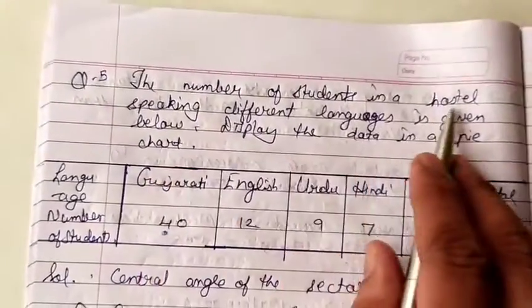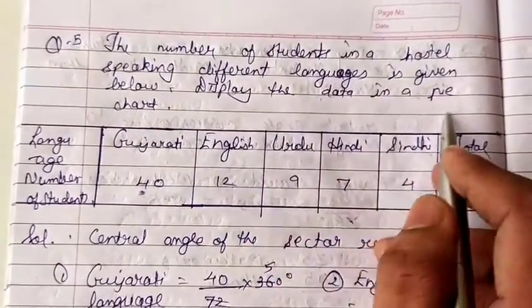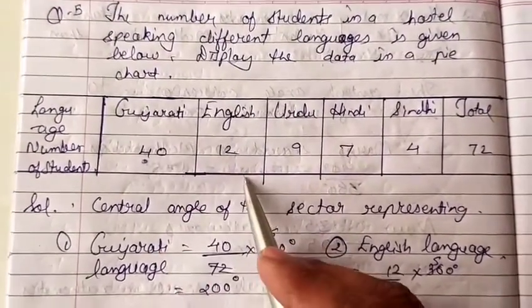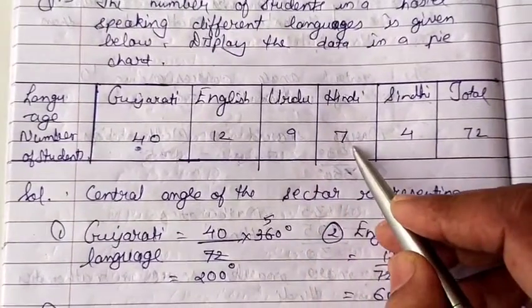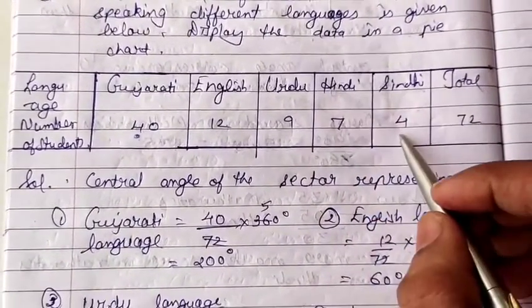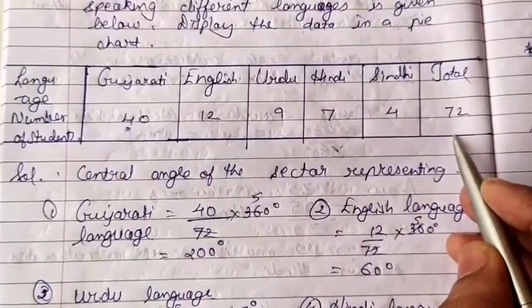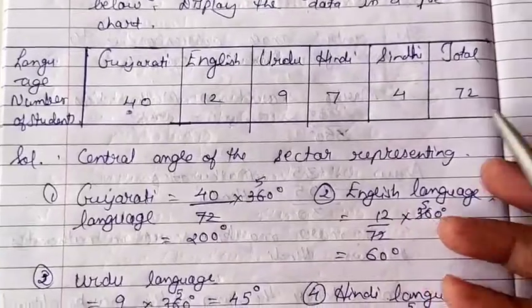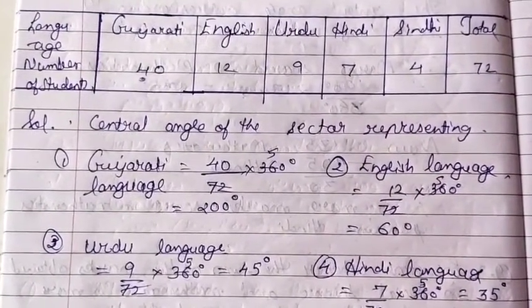Question number 5. The number of students in a hostel speaking different languages is given below. Display the data in a pie chart. Now we find that 40 students used to speak Gujarati, 12 students used to speak English, 9 students used to speak Urdu, 7 students used to speak Hindi, 4 students used to speak Sindhi. Now the total number of students is 72, which is given. Now we have to convert all this into degrees so that we can easily divide the sectors in our pie chart.